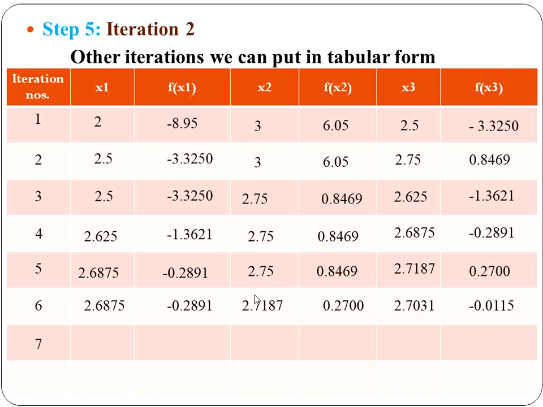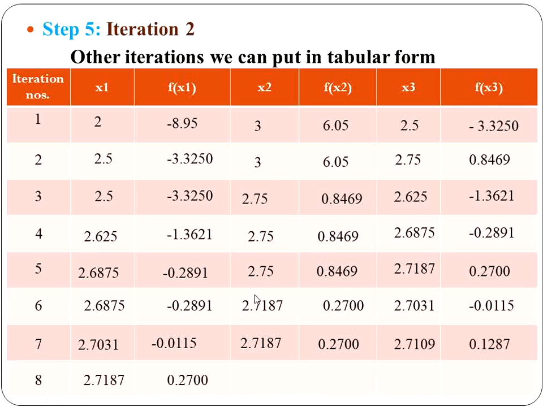And finally, the final answer for this question is 2.7148. That is the final root of the function after the 8th iteration. This is your final answer, 2.7148. So thank you for watching my video on the bisection method.